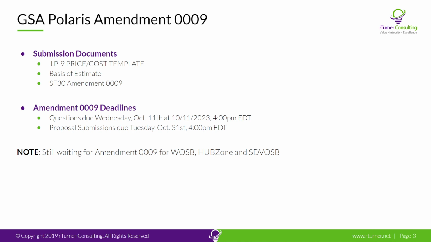So, in terms of submission documents, you need to update the JP9 price cost template. You need to develop a basis of estimate, which, if you have participated in Oasis Plus, you've developed a basis of estimate for Oasis Plus. This one's going to be similar with some changes and new requirements that are not in Oasis, so pay attention to those. And then, of course, there's an SF30. Okay, so that's Amendment 9.